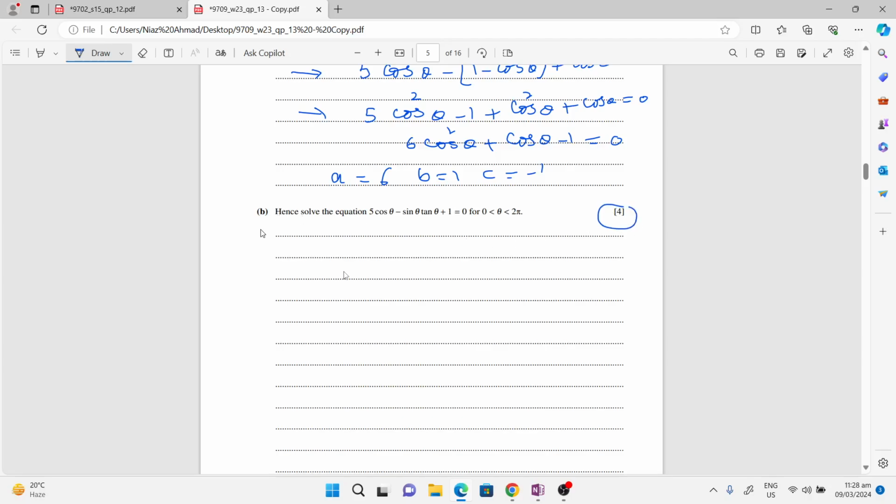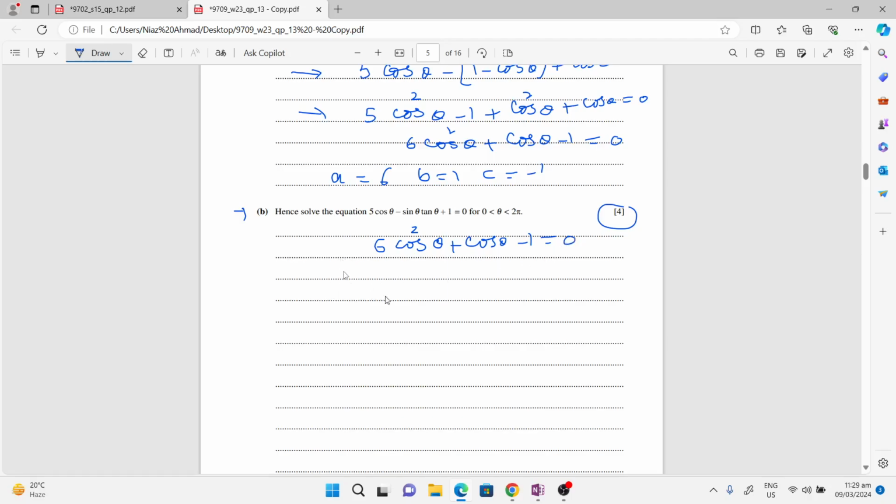Hence solve the equation 5 cos theta minus sine theta tan theta plus 1, and the range of the angle is given. Abir, how do we solve this to get the value for theta? You use the equation above and solve that. This is the equation I'm writing for you: 6 cos square theta plus cos theta minus 1 equals 0.